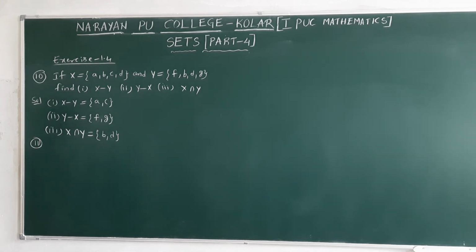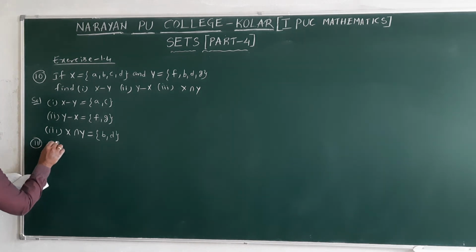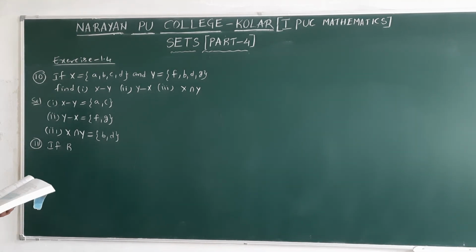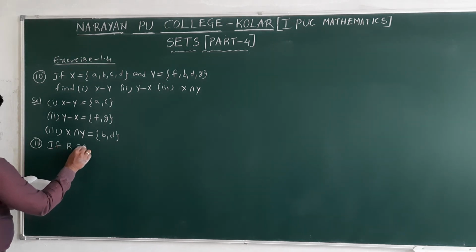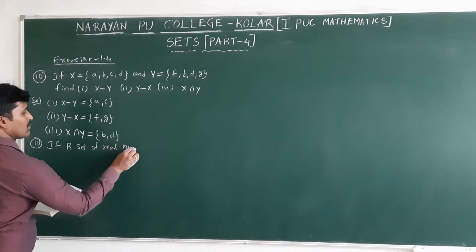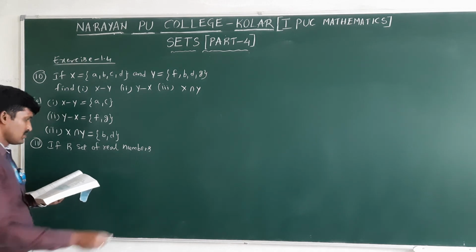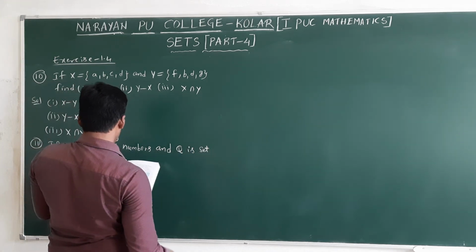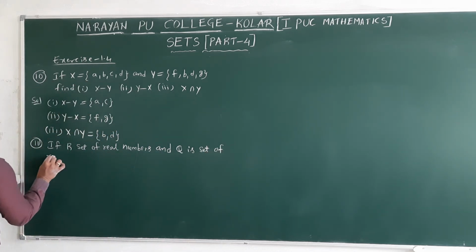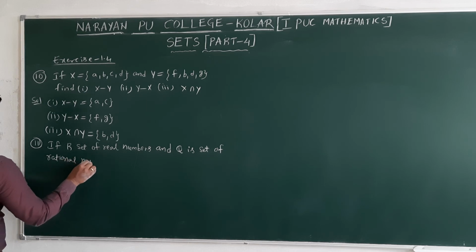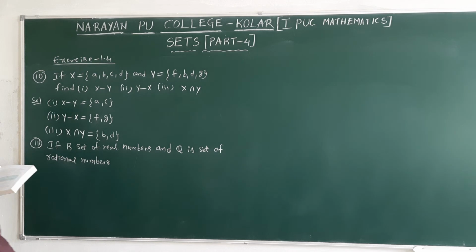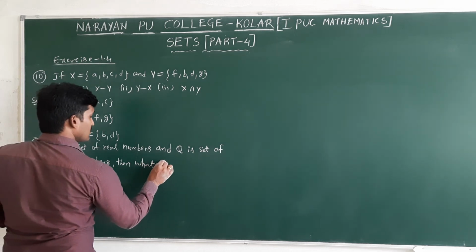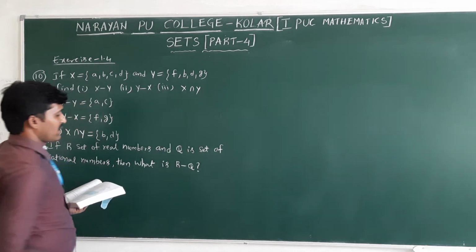Question number 11. So the 11th question. If R is the set of real numbers, and Q is the set of rational numbers, then what is R minus Q?